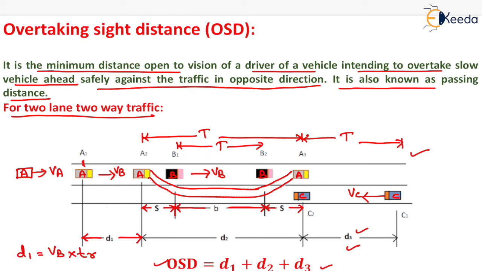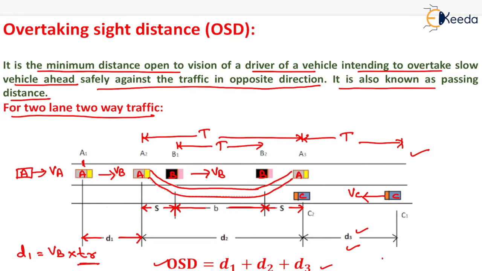Now D1 will be equal to VB into TR. Why have we taken the reaction time TR here? Because between A1 and A2, the driver thinks that he has to overtake the slow moving vehicle, that is B. So between points A1 and A2, the time taken by the driver is the reaction time only.